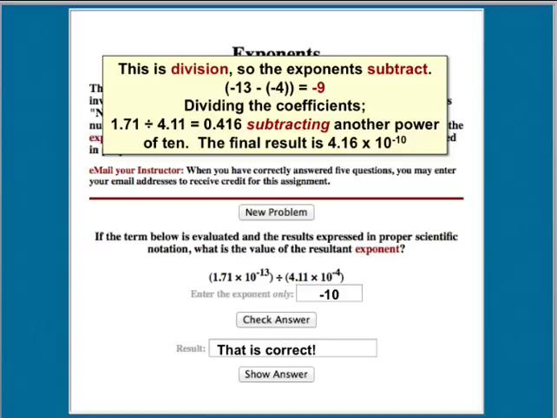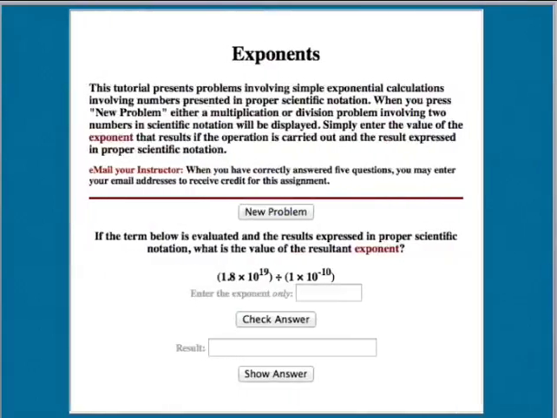When you do positive exponents, just put the number. Don't put a plus sign. It will say you're wrong. It's not that smart. One more. This is division, 10 to the 19 and 10 to the minus 10.